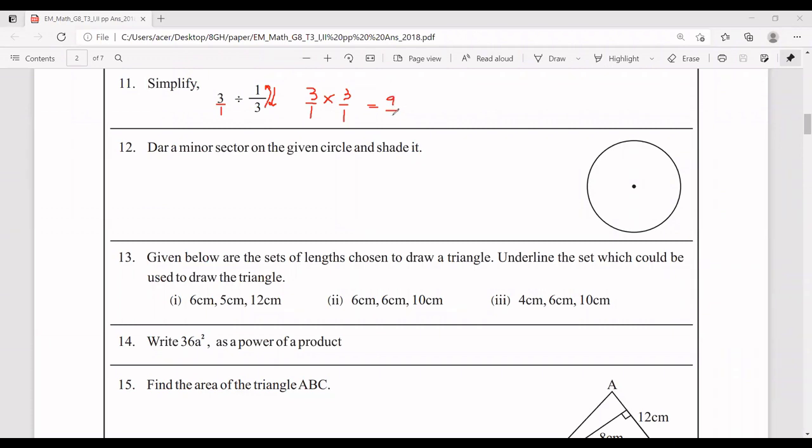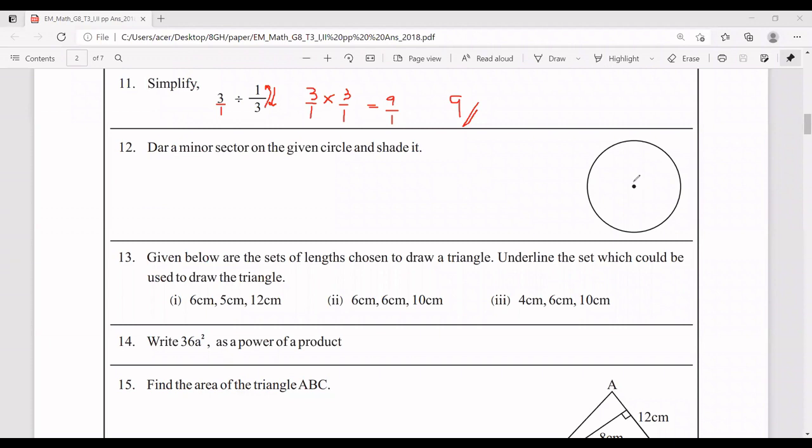Don't keep the answer this way. Normally, we don't keep the denominator 1. Keep the answer as 9. Next question: draw a minor sector on the given circle and shade it.